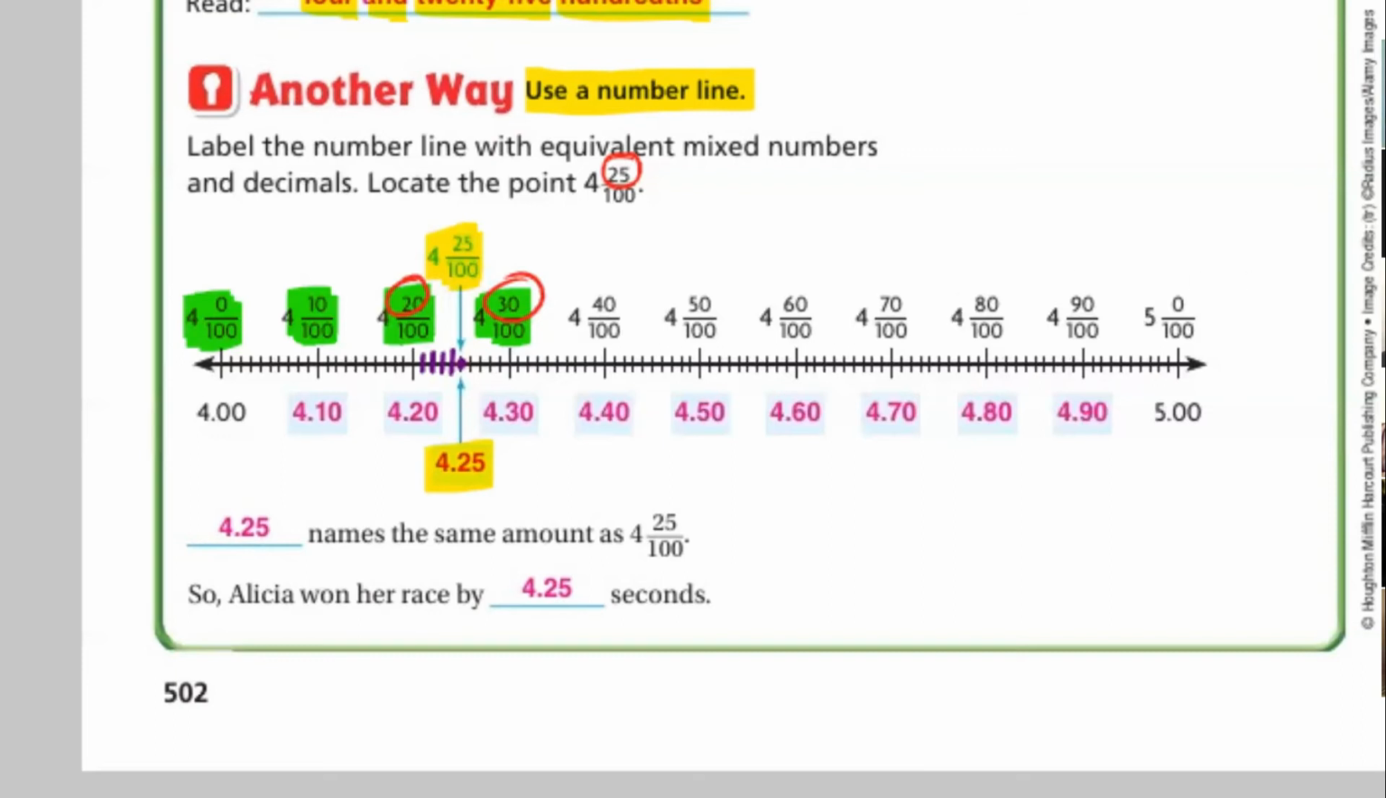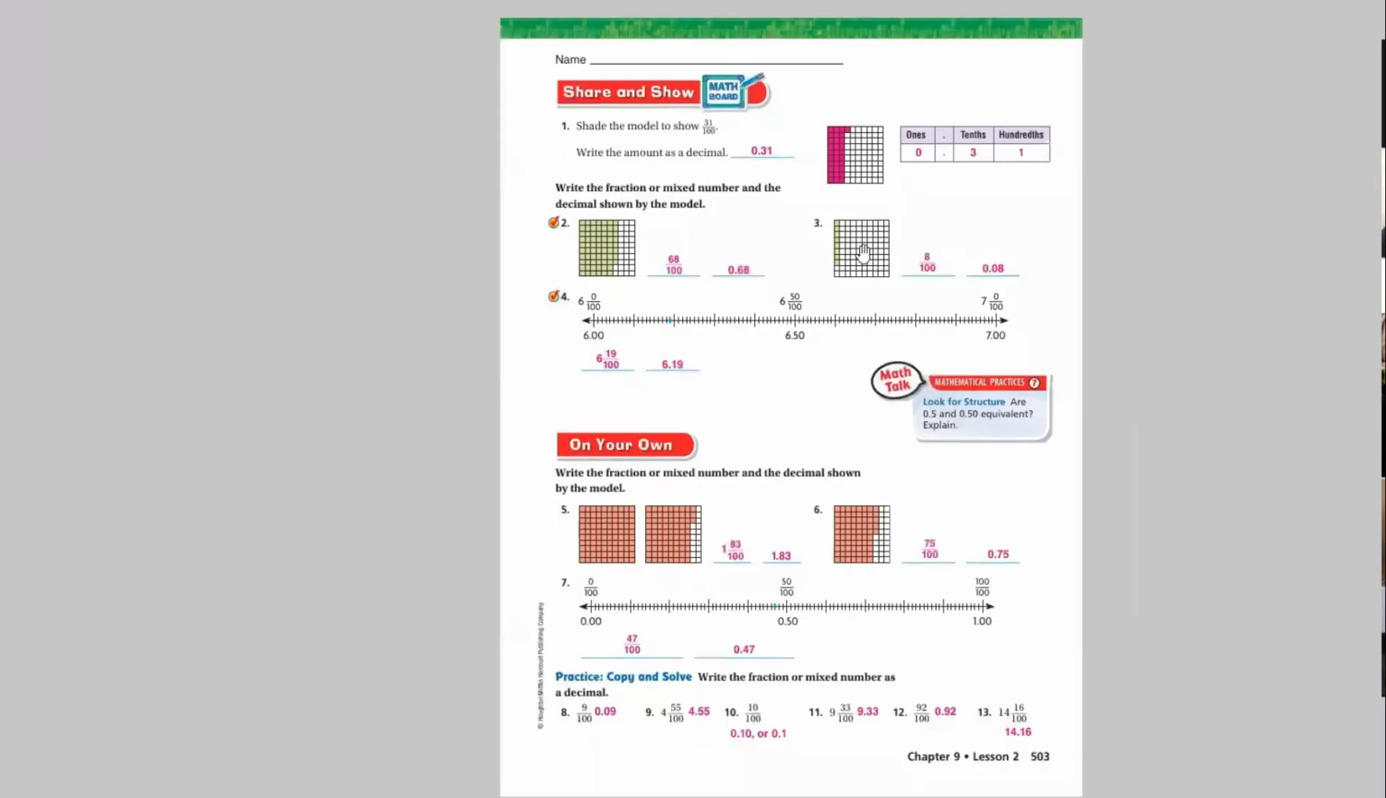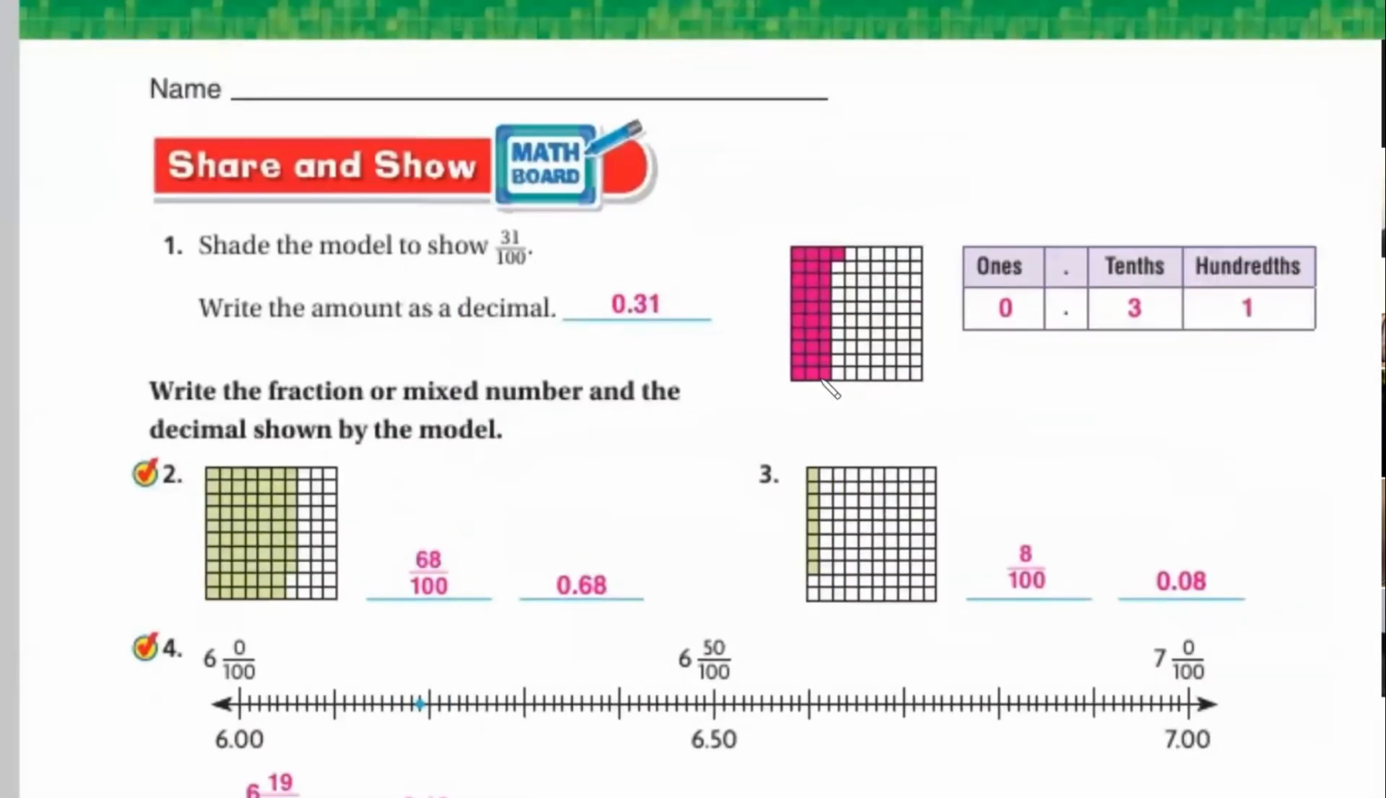Okay, let's move to the next page. Okay, let's write 31 over 100 as decimals, or we can fill the table as you see here and shade this one. So 31 over 100, so we're gonna shade 31 squares, okay? So we're gonna shade 3 columns, representing 30 squares, and one more small square, as you see here.